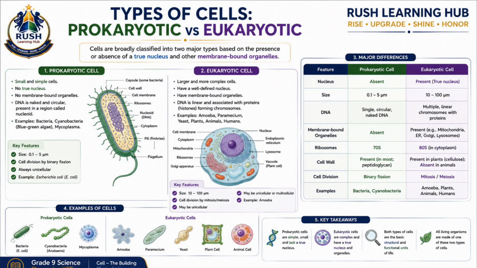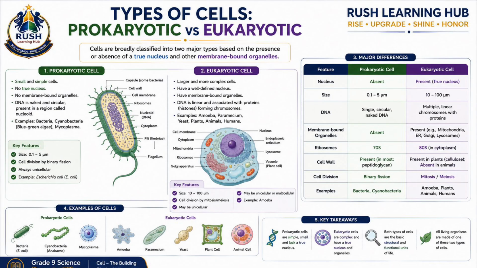The word prokaryotic comes from two Greek words. Pro means before and karyo means nucleus. Therefore, prokaryotic cells are cells that do not possess a true nucleus. These are the simplest and most primitive types of cells.